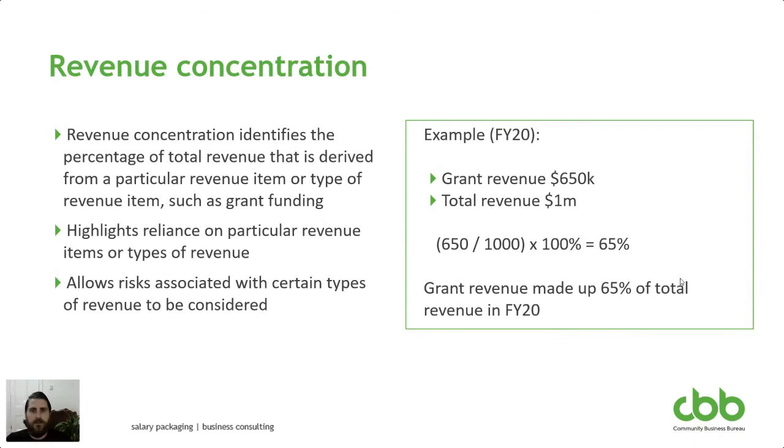So how do we calculate revenue concentration? So quite simply, have a look at the line item, the specific item. So in this example, we're looking at grant revenue. Have a look at total revenue, divide the two by each other to get a percent. So in this example, grant revenue made up 65% of total revenue in FY20.